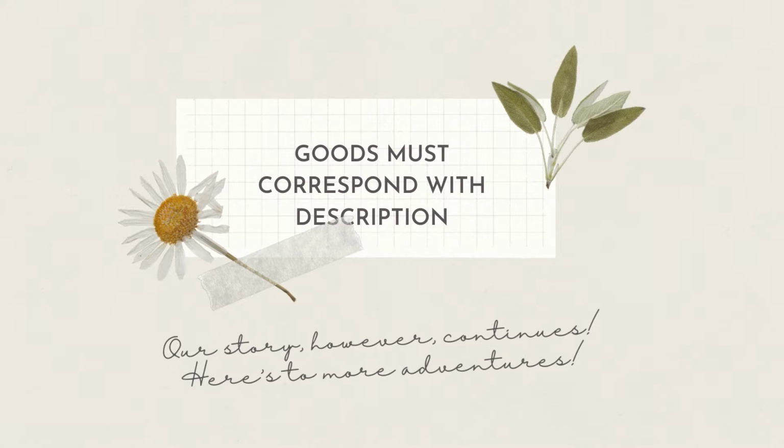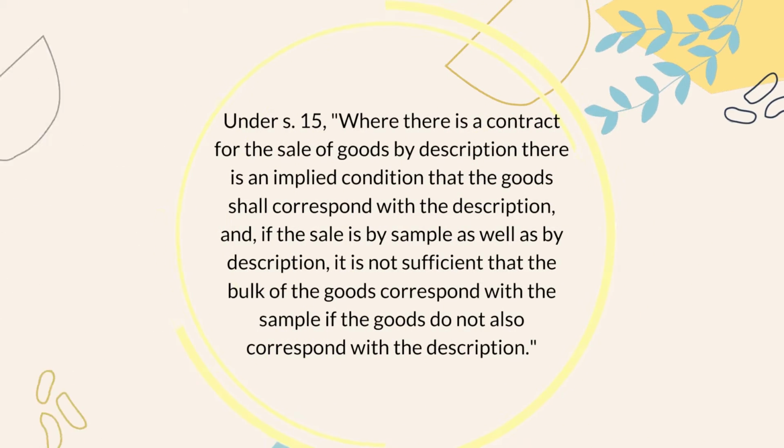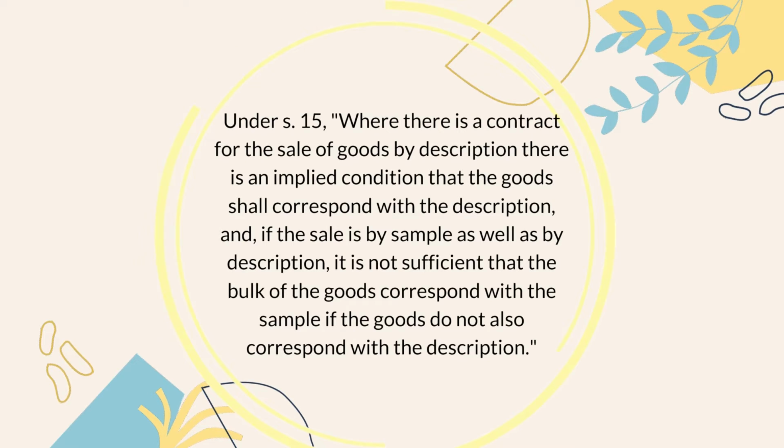Next, implied number 4. Goods must correspond with the description. Where there is a contract for sale of goods by description, there is an implied condition that the goods shall correspond with the description. And if the sale is by sample as well as by description, it's not sufficient that the bulk of the goods correspond with the sample if the goods do not also correspond with the description. Description can come from either the seller or the buyer. The buyer may want the goods to be of certain packaging requirements, or the buyer may want the goods to be of certain quantity, color, thickness, or measurement.